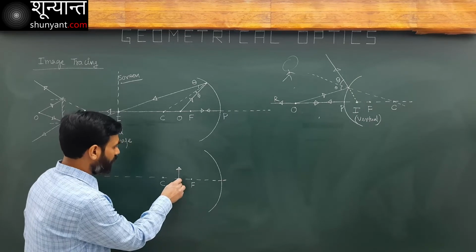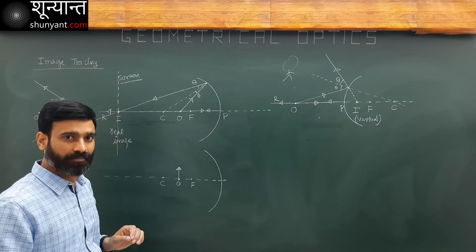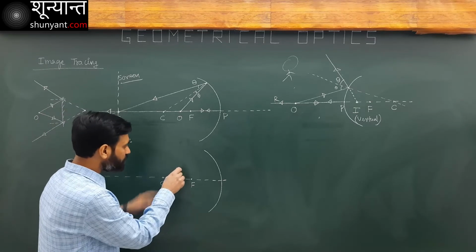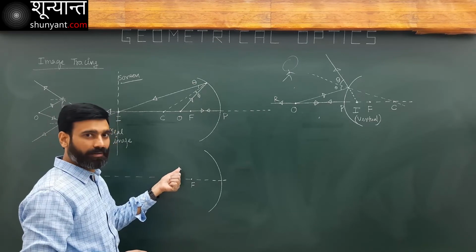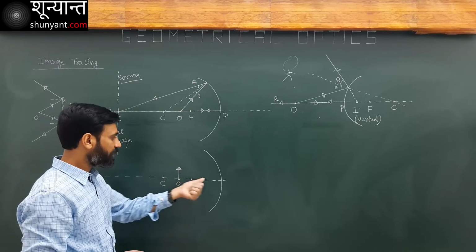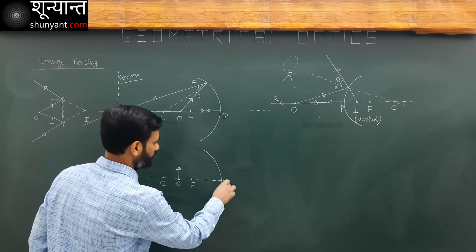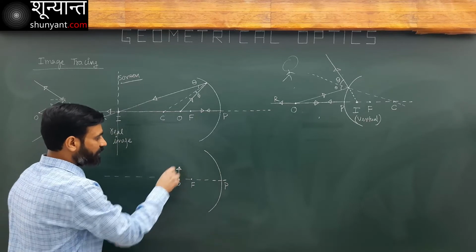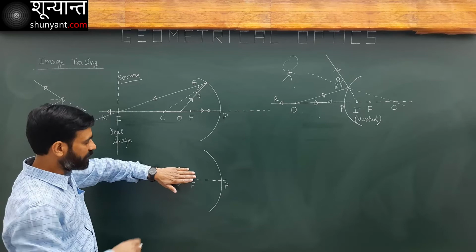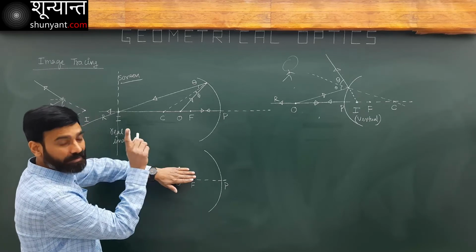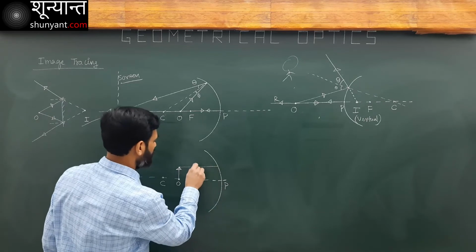Image of this point, I know it is going to be somewhere on the principal axis. If I just know the image of this point, then I will draw a perpendicular on the principal axis, and I will get the image. Okay, let's see how. I just want to find the image of this point. Forget about this whole thing. There is only one point here, that's it. I take one standard light ray like this. What will happen?